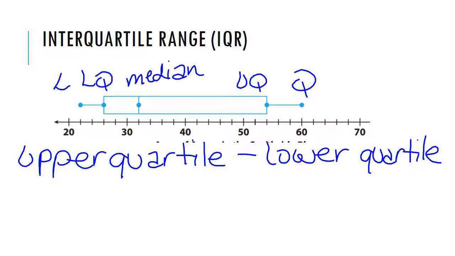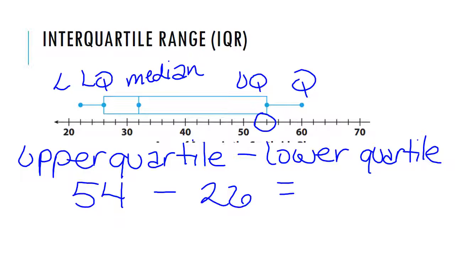So in this case, our upper quartile is going to be 54 minus the lower quartile, which is 26. And 54 minus 26 gives us 28. And that's how you find the IQR.